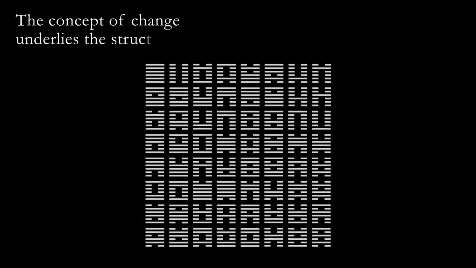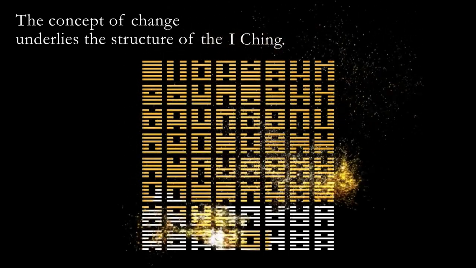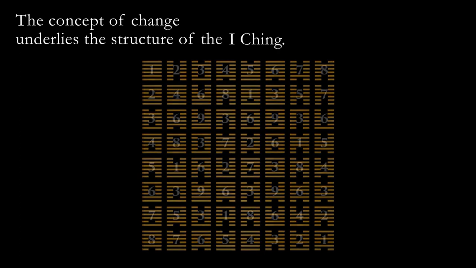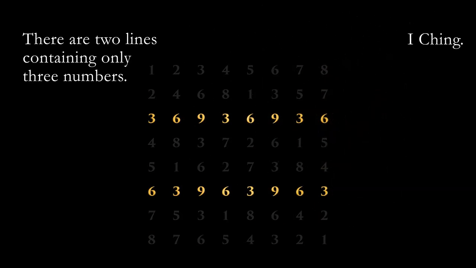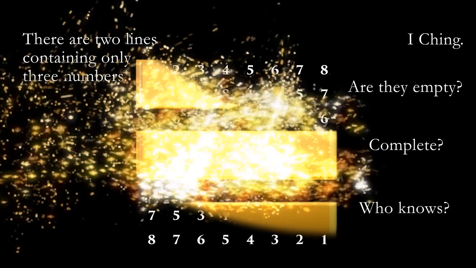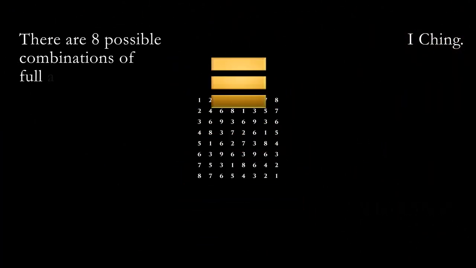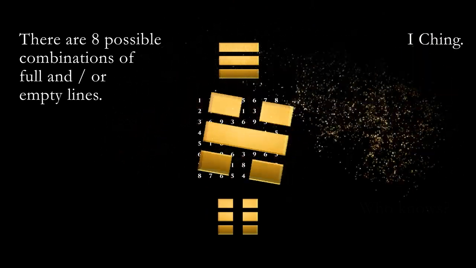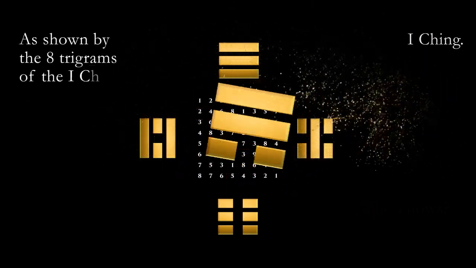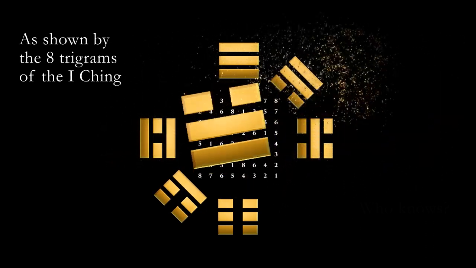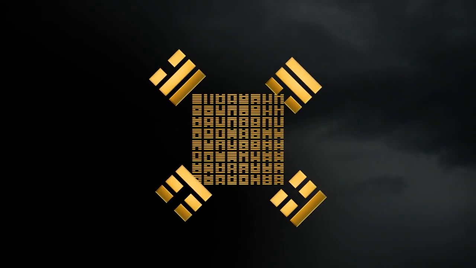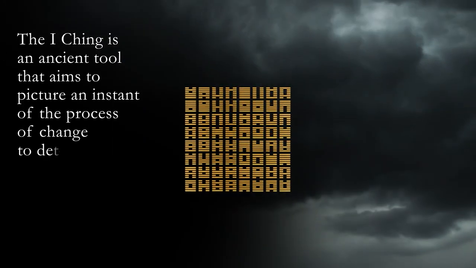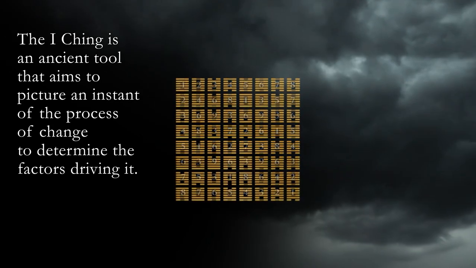The concept of change underlies the structure of the I Ching. There are two lines containing only three numbers. Are they empty? Complete? Who knows? There are eight possible combinations of full and empty lines, as shown by the eight trigrams of the I Ching, that may combine in 64 possibilities, the 64 hexagrams. The I Ching is an ancient tool that aims to picture an instance of the process of change to determine the factors driving it.